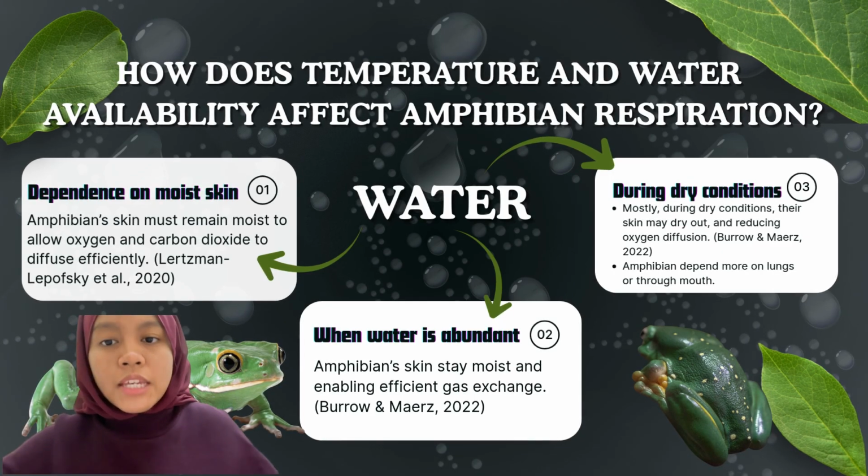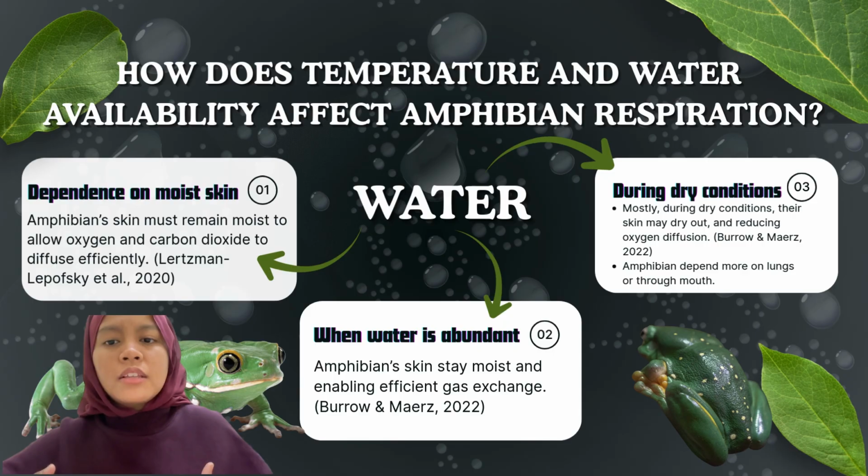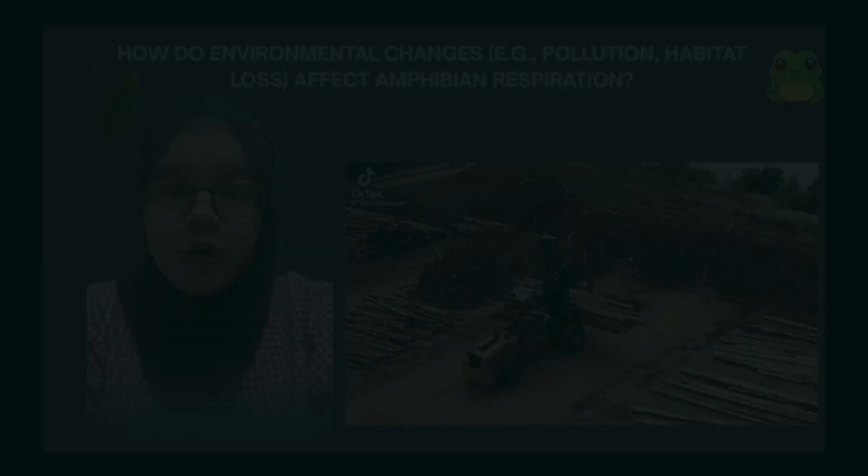They need moist skin for efficient gas exchange, so abundant water helps them to breathe well, while dry conditions limit the oxygen diffusion. Temperature also affects their respiration rate. At high temperature, it increases their metabolic demand, while lower temperature slows everything down. Overall, these two factors play a major role in determining how effectively amphibians can carry out respiration.